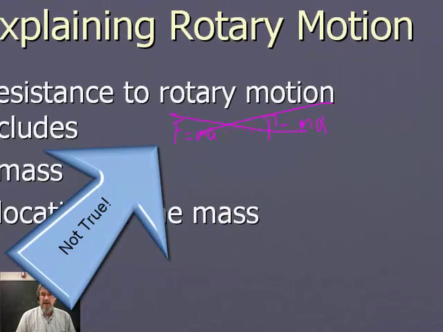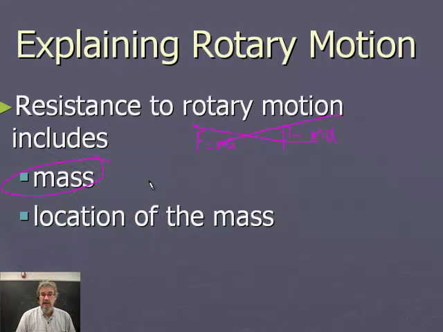It depends on the mass. That's certainly true. A bigger mass would cause a bigger resistance. But it also depends on the location of the mass, where the mass is. And we found out that that's actually related, it appears, to a square in the radius, not to just a change in the radius.